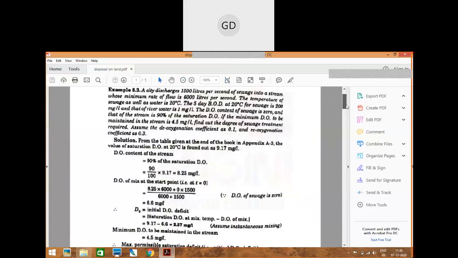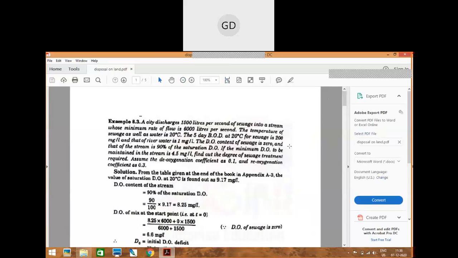Okay, so the next one is also a numerical. It's a little bit big numerical. It comprises all the reoxygenation and deoxygenation we have studied. So the question is: a city discharges 1500 liters per second of sewage into a river stream whose minimum rate of flow is 6000 liters per second.